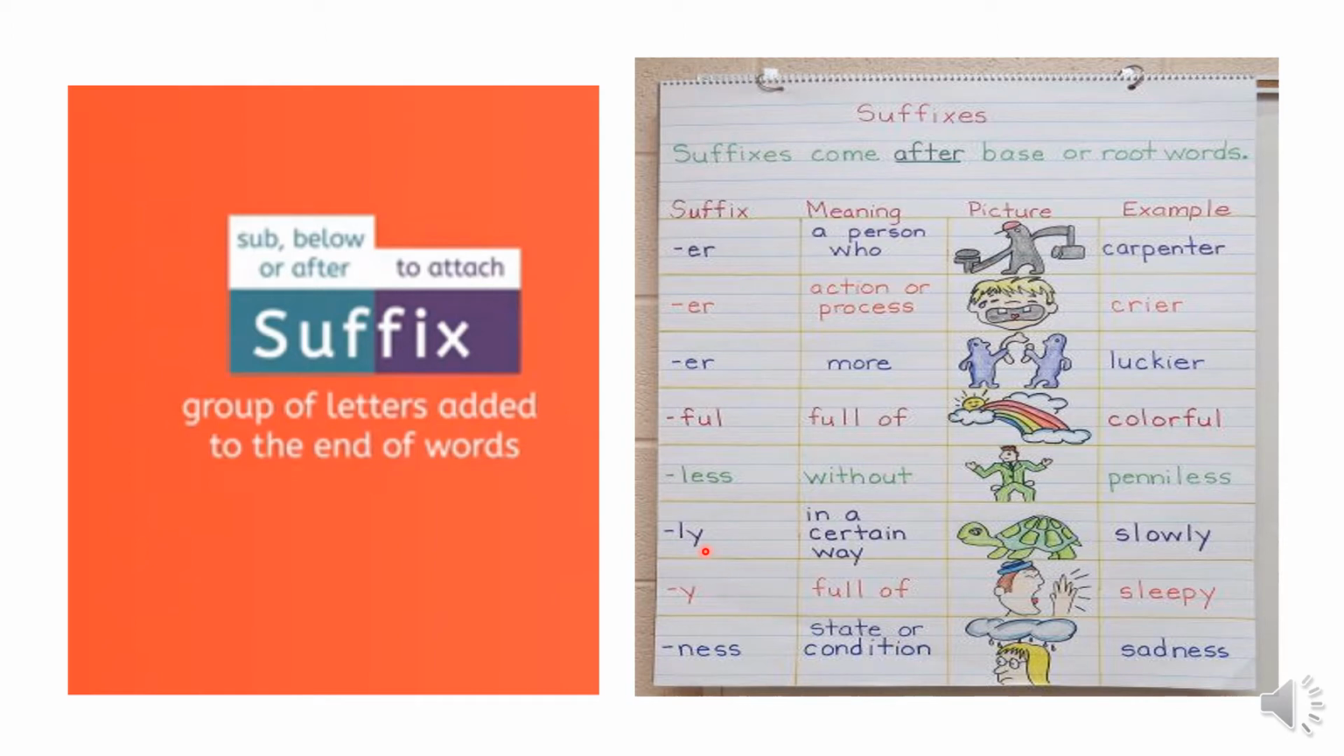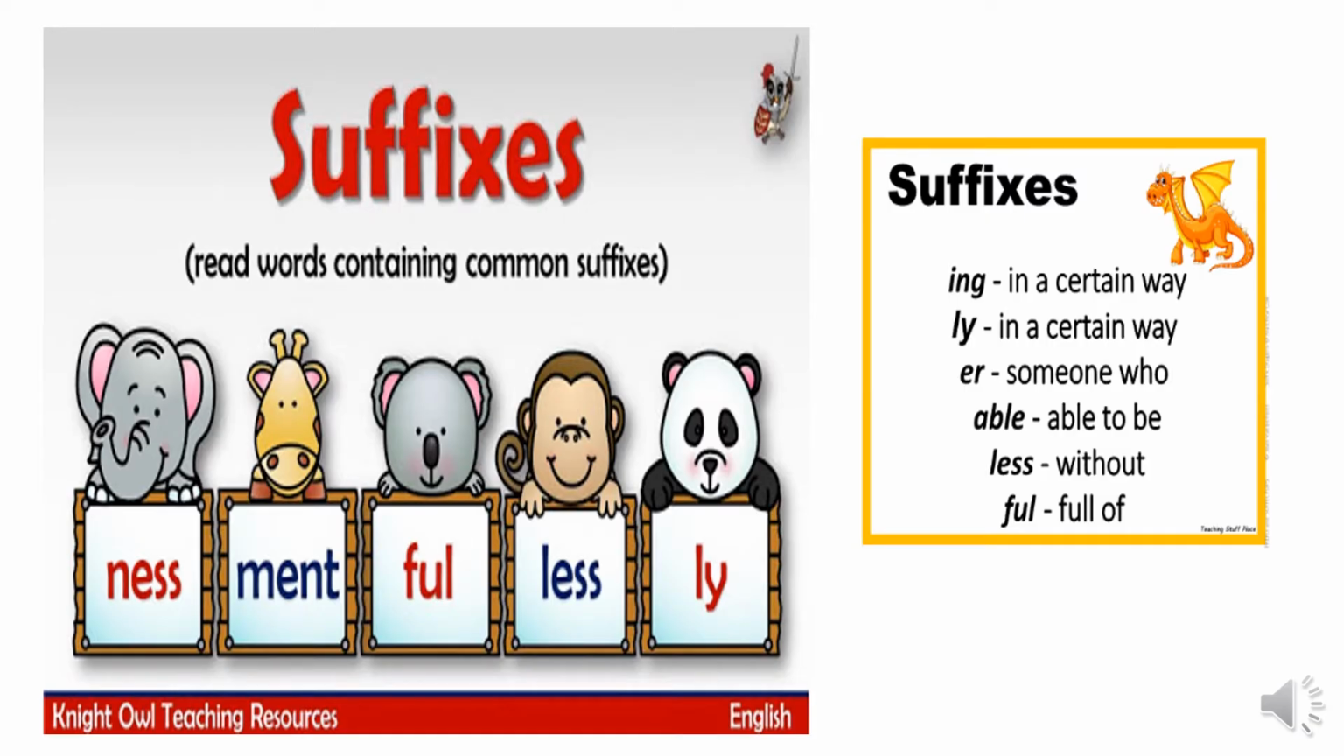The suffix ly means in a certain way, like slowly. So how the turtle walks, it walks slowly. The suffix y means full of, for example, sleepy. So he's full of sleep, he wants to sleep. Ness means a state or condition, like happiness or sadness. These are examples of suffixes like ness, ment, ful, less, or ly.